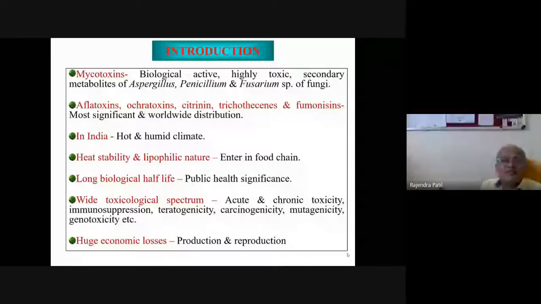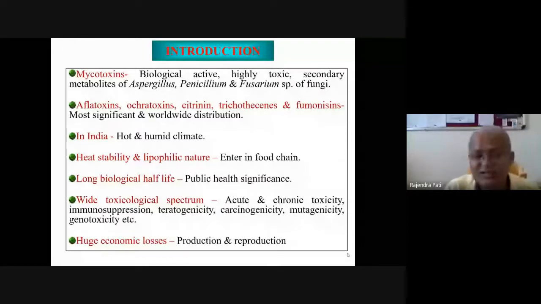They are also lipophilic in nature, and they will bioaccumulate and deposit in the fat fraction, and they will enter into the food chain in the form of residue. Whatever meat, milk, or eggs we are consuming from animal products, those also contain residues. Those are also affecting humans as well, and that's why they are a concern for public health significance.